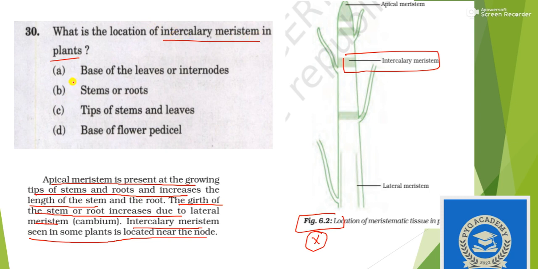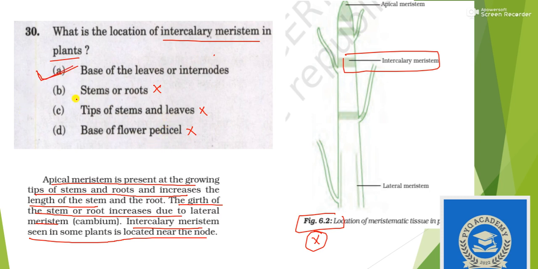Okay, so it is asking about intercalary meristem. So the option will be base of leaf and internodes. Yes, this is the correct one. Roots or stems or roots? No. Tips of stems and leaves? No. Base of flower, pedicel? No. Okay. So the answer is option A.